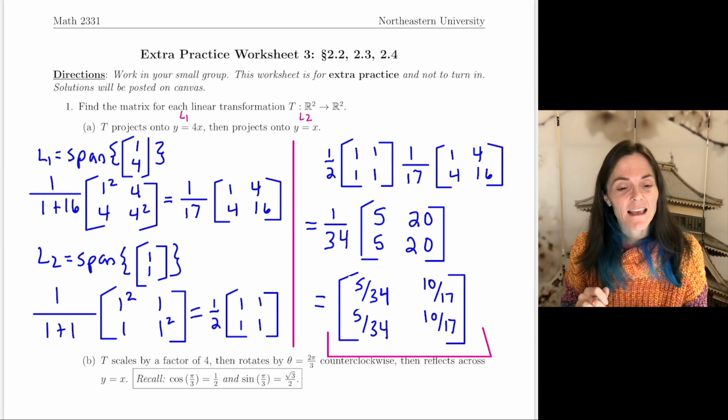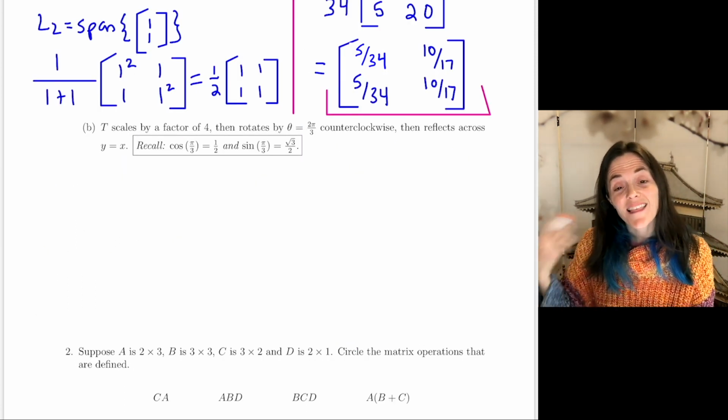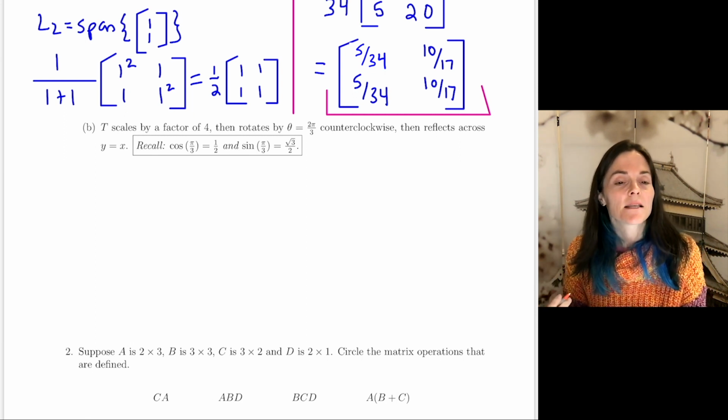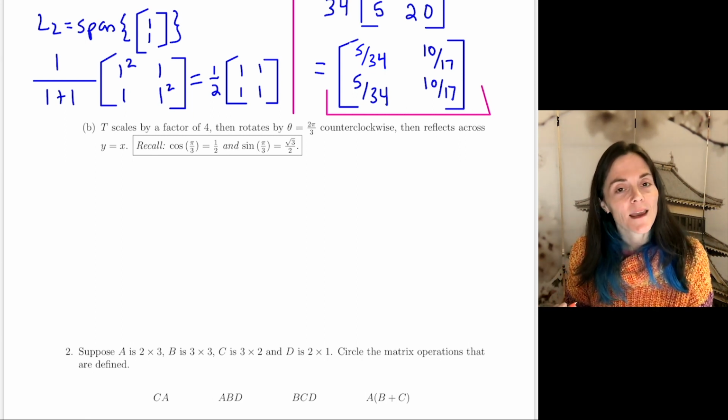So this was 1a. We scale by 4, then rotate, and then reflect. Well, the scaling, I can really take care of at the end.